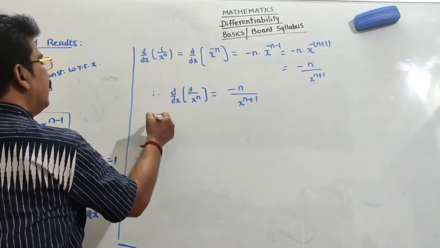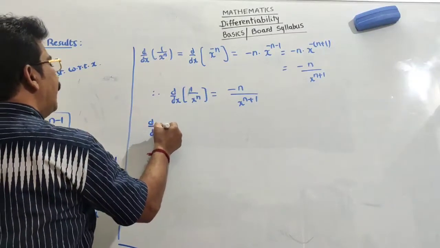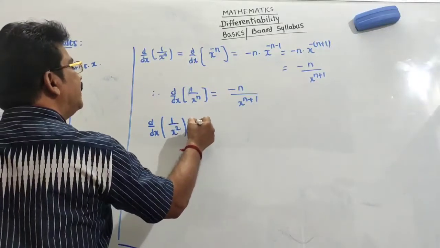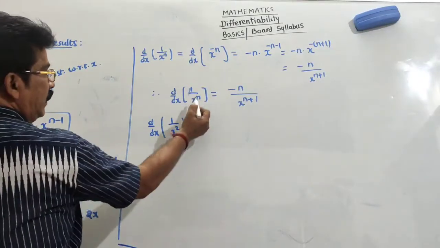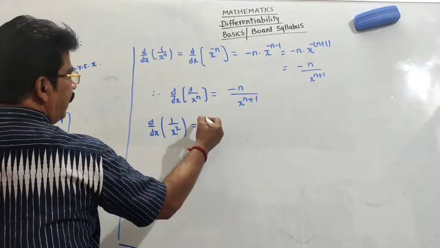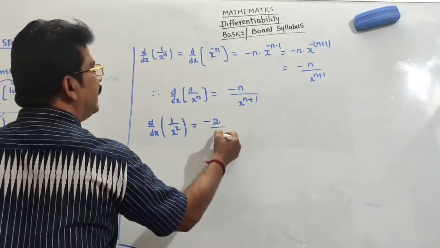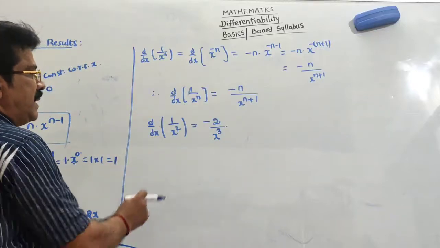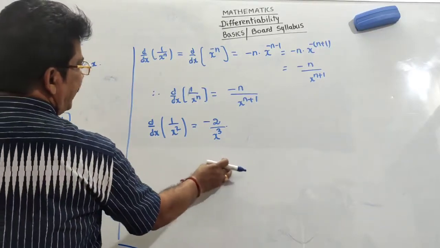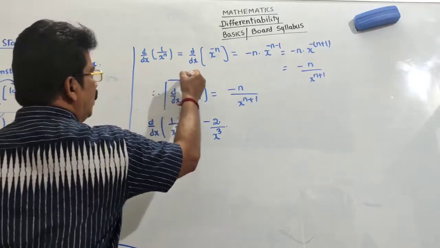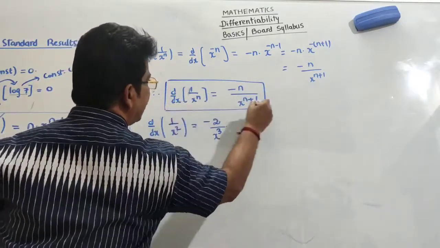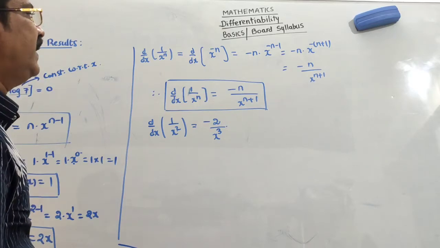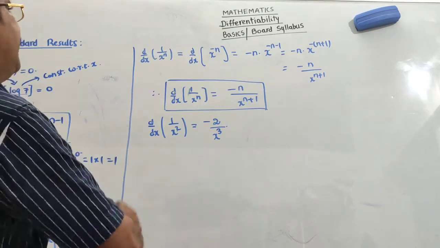We can take one beautiful example for the application of this formula: 1 by x square. Instead of n, 2 is there, that's why it is minus 2 divided by x power 2 plus 1, which means 3. Similarly we can make a number of examples. It is also one of the most important and simple formulas: d by dx of 1 by x power n equals minus n divided by x to the power of n plus 1.